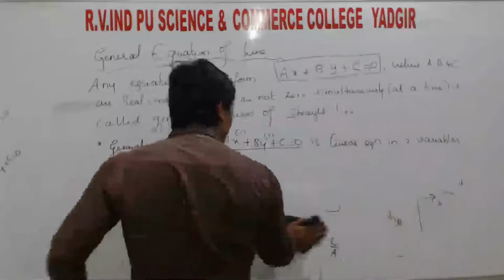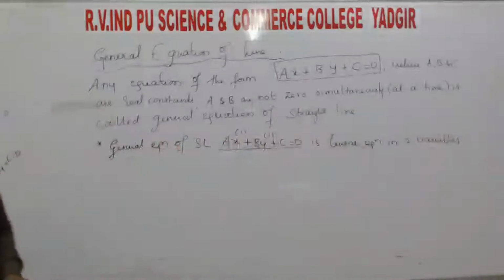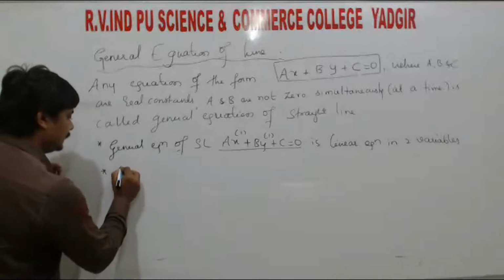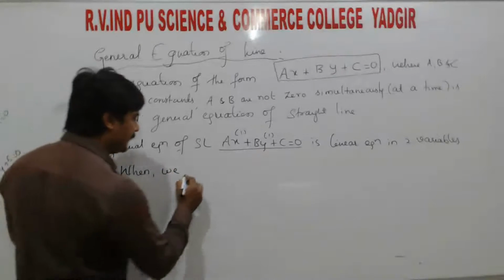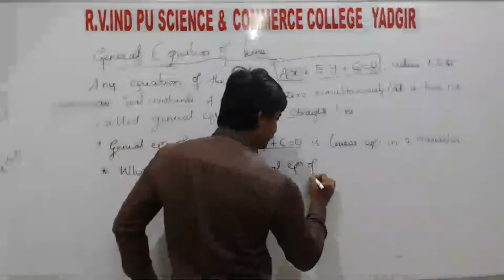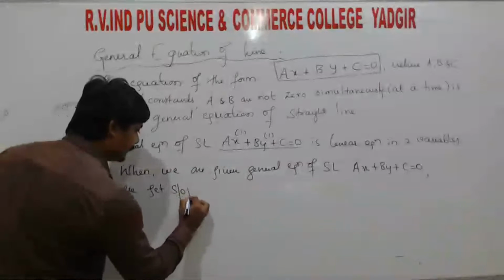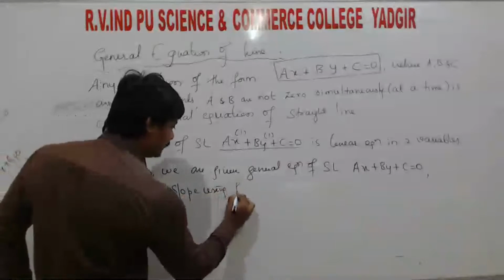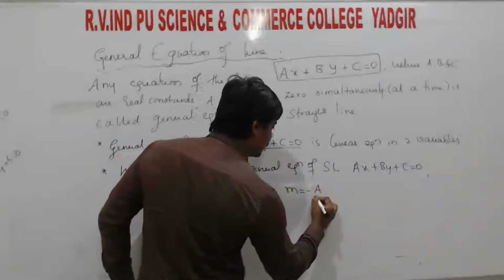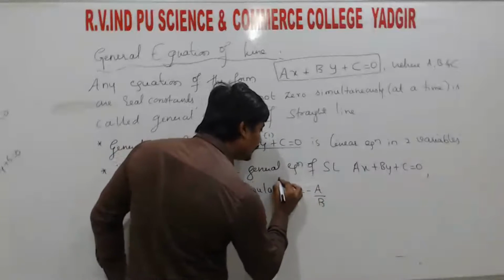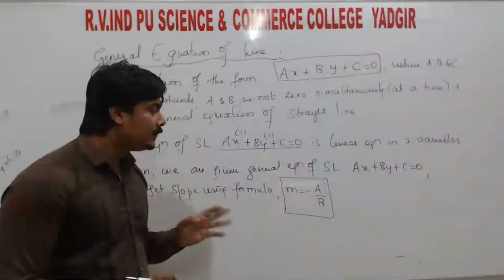Next point we need to know in this case. I will do it later, just you remember it. When the equation of a straight line is given, we get the slope using the formula m equals to minus a divided by b. Most important formula you need to remember. Already you have learned various formulae to find out slope.